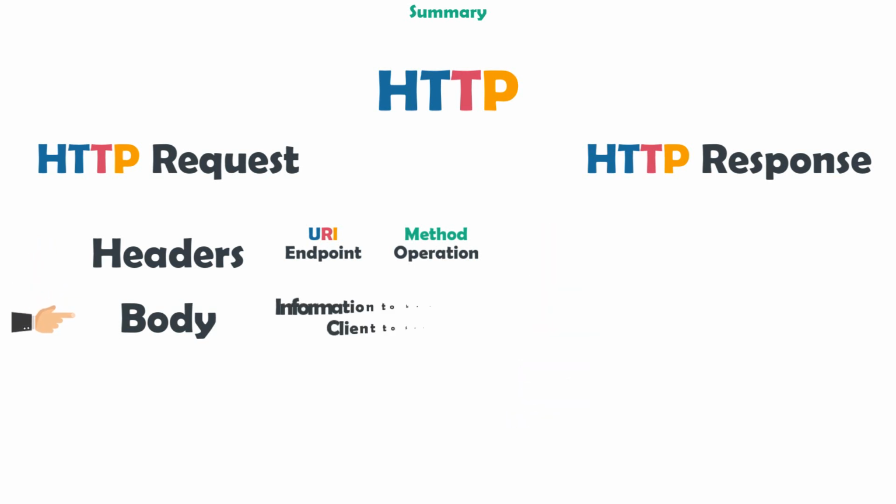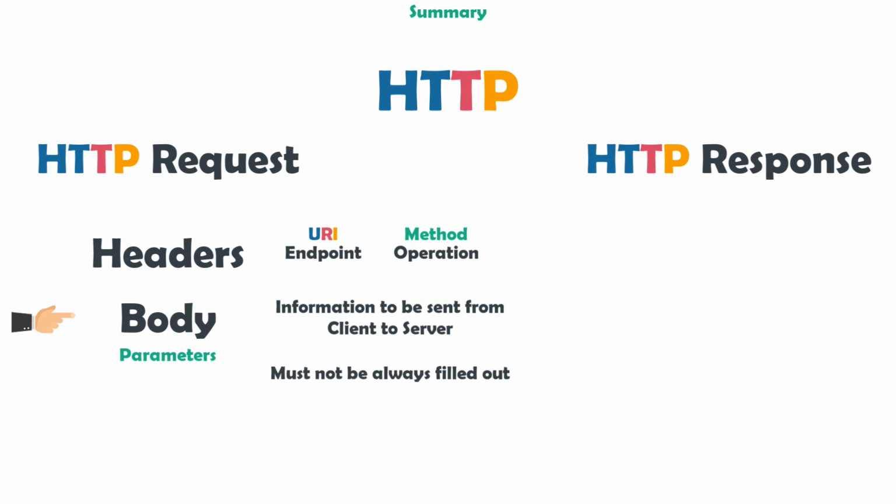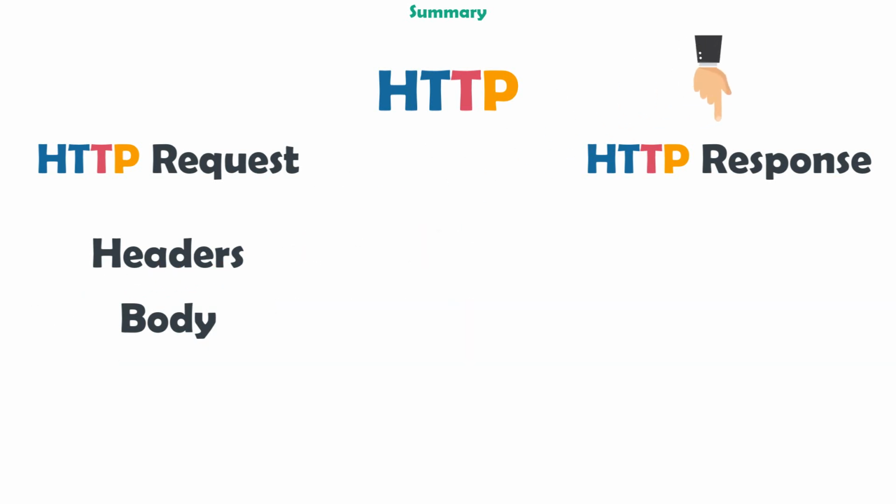Body contains information to be sent from the client to the server. Body is also called as a parameter. However, it does not always have to be filled out. This means that the body of some methods can be empty, such as the get method. HTTP response consists of status and body. HTTP response status codes indicate whether a specific HTTP request has been successfully completed. Responses are grouped in 5 classes.